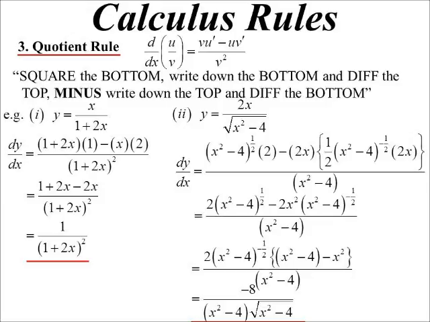So, we now have chain rule. Bring down the power, lower the power, diff the inside. Product rule. Write down the first, diff the second, plus write down the second, diff the first. And now, quotient rule. Square the bottom, write down the bottom, diff the top, minus write down the top, diff the bottom. One more to go.